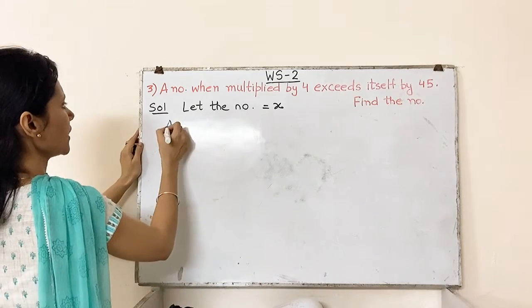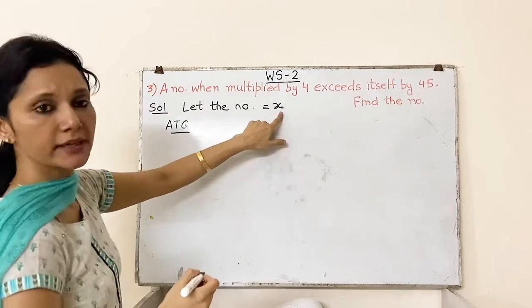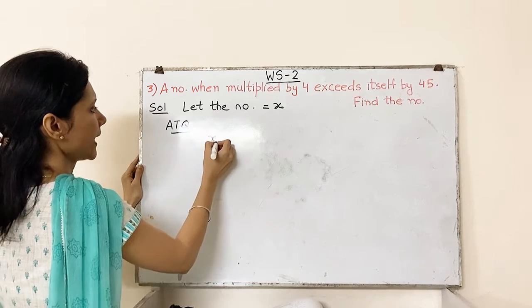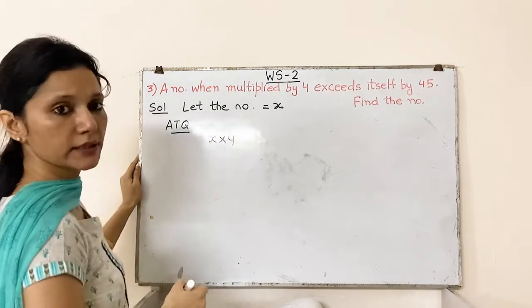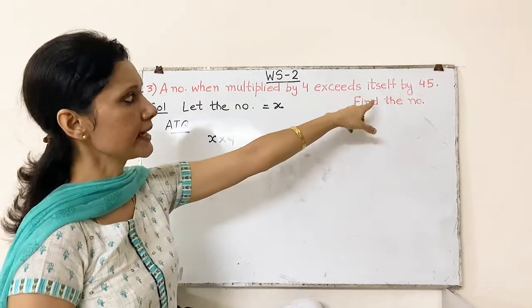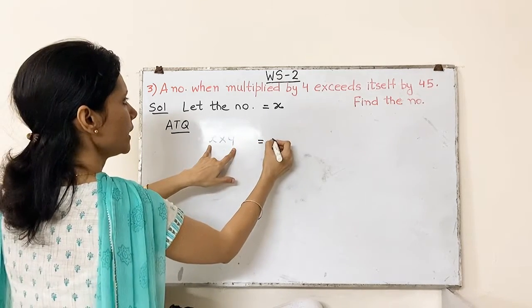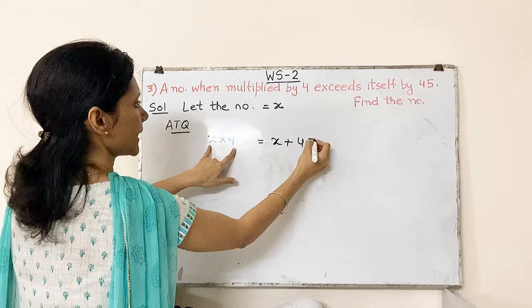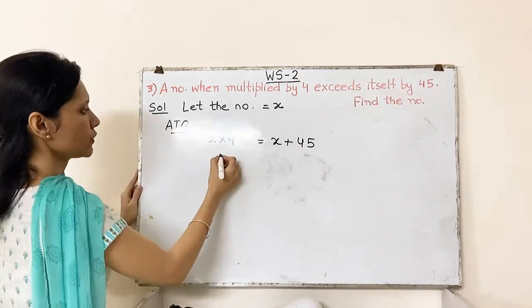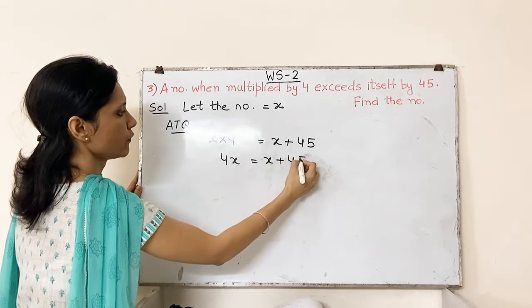Now according to the question, again we would read the question. The question says a number, here it is x. So when x is multiplied by 4, it exceeds itself by 45. So it becomes greater than itself by 45. Exceed means becomes more than itself by 45. So let's solve it. This becomes 4x is equal to x plus 45.